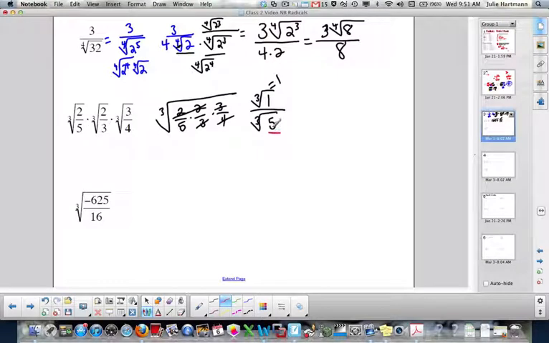How many more 5's do we need to get to 3? 2. So we're going to multiply by the cube root of 5 squared. So cube root of 1 is just 1 times the cube root of 5 squared, which is 25, over, this ends up being the cube root of 5 to the third, which is just 5. There you have it.